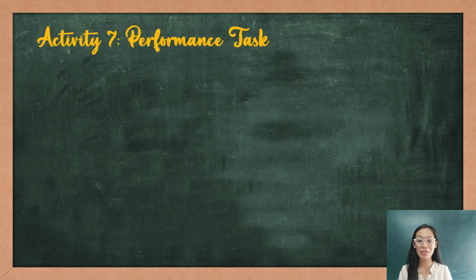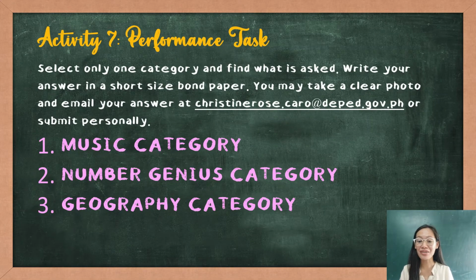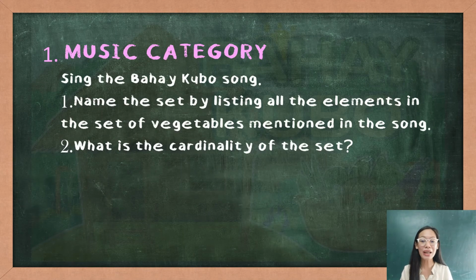For your performance task, we have the following categories: the music, the number genius, and then the geography category. Select only one category and find what is asked. Write your answer in a short size bond paper. You may take a clear photo and email your answer at my DepEd email account, or you may submit it personally. Now, ano yung gagawin ninyo sa mga napili ninyong category?